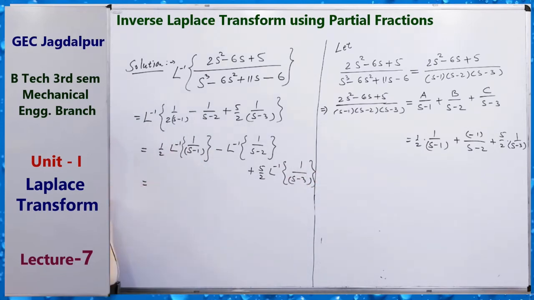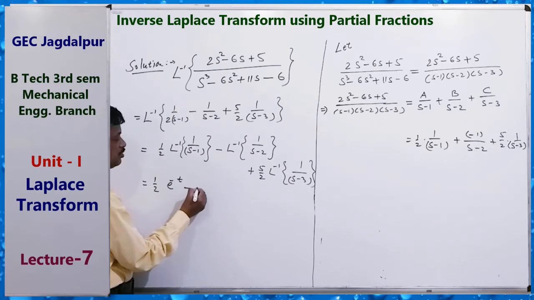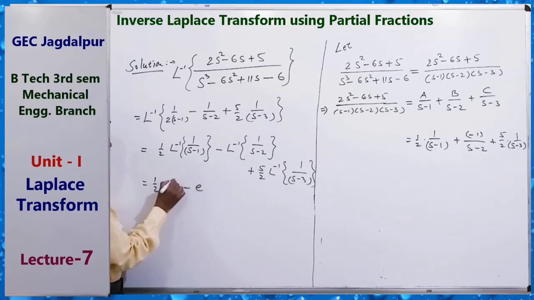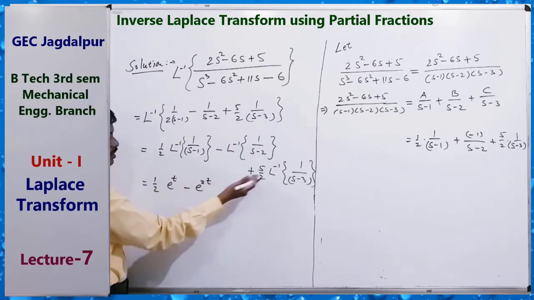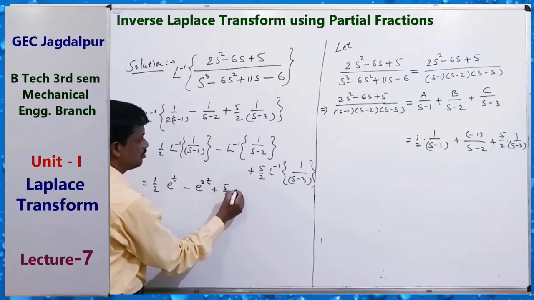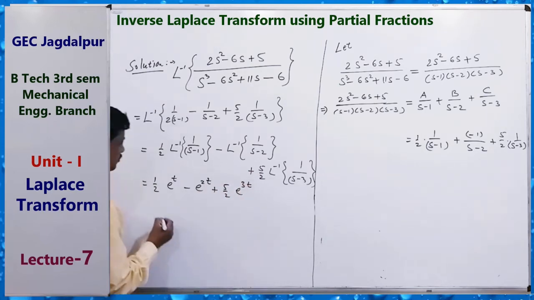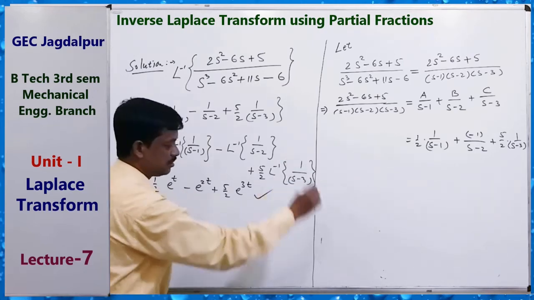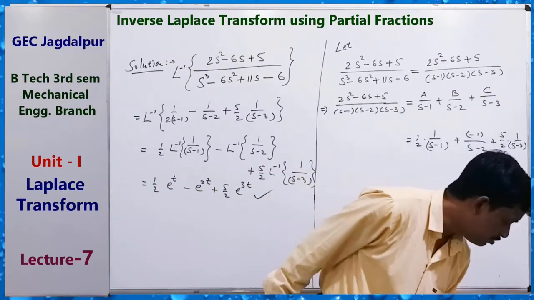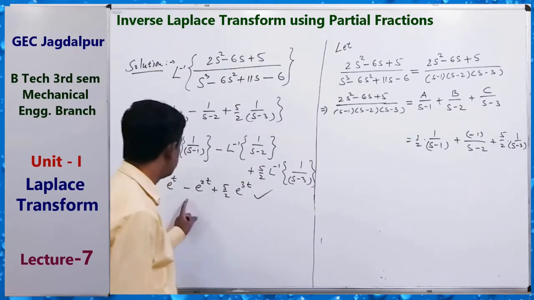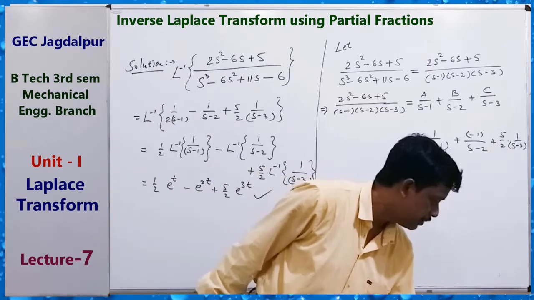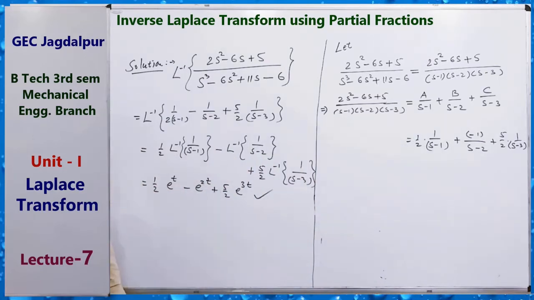Now we know that the inverse Laplace transform of this is equal to 1 by 2 e to the power t, minus e to the power 2t, plus 5 by 2 e to the power 3t. So this is our solution. 1 by 2 e to the power t, minus e to the power 2t, plus 5 by 2 e to the power 3t. This is our solution.